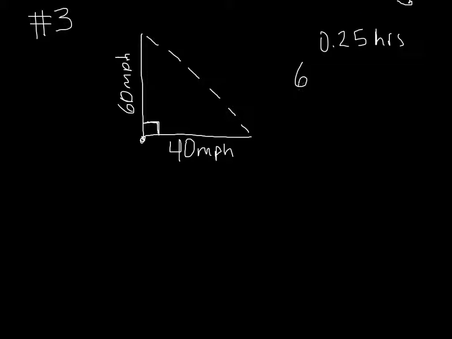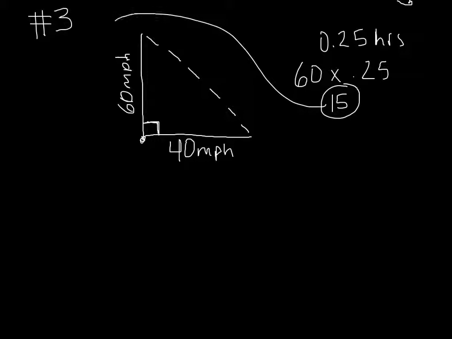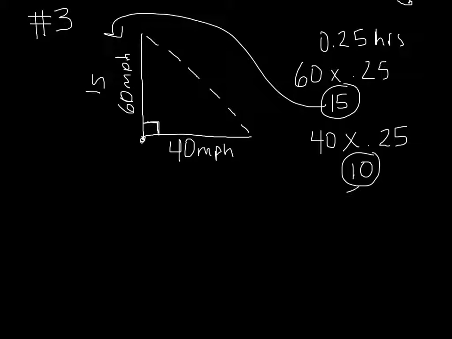So I'm going to do 60 times 0.25, and if I do 60 times 0.25, that's going to give me 15. Okay? And I'm going to bring that over here because that side is really 15. And then I'm going to take 40 times 0.25, and that's going to give me 10. Okay? And that's going to come over here. So that's really 10, right? So now this side is 10, this side is 15. Those are distances, 15 miles and 10 miles. So now we can go to work.